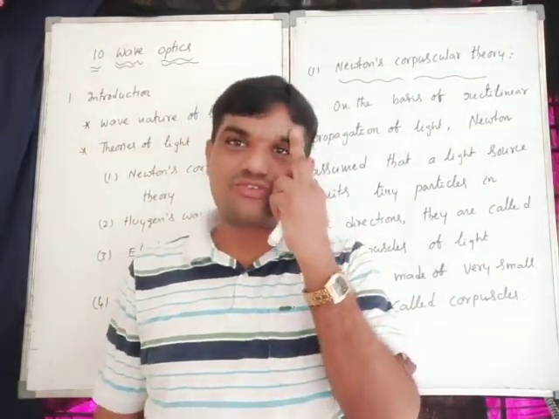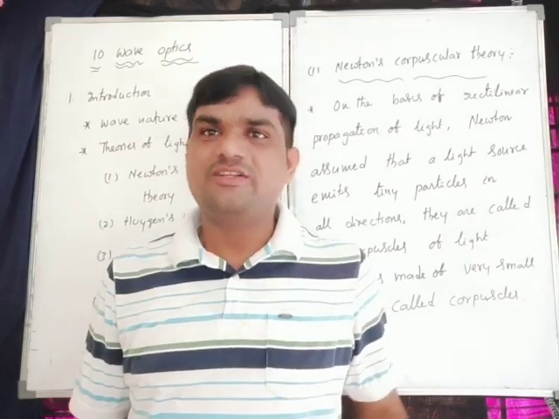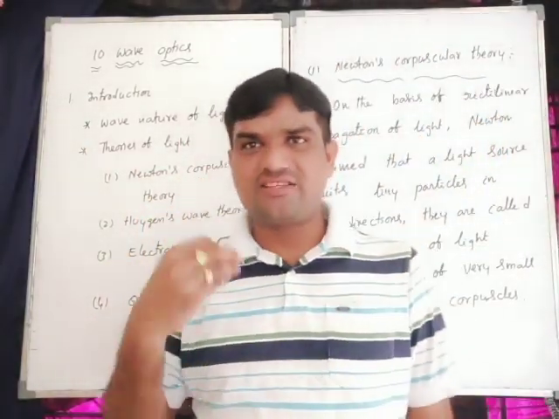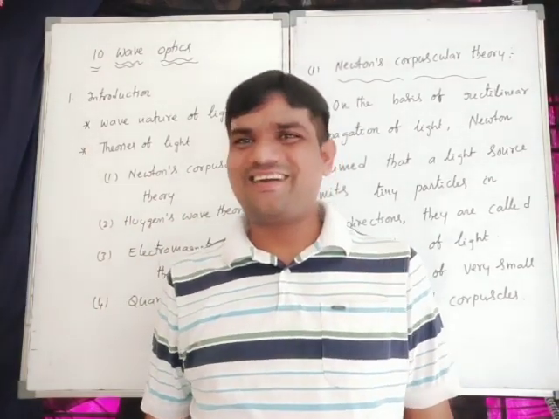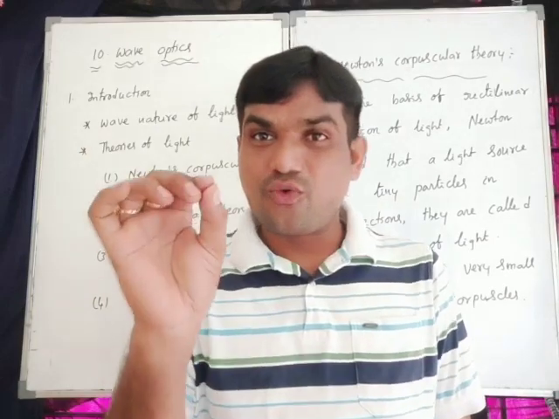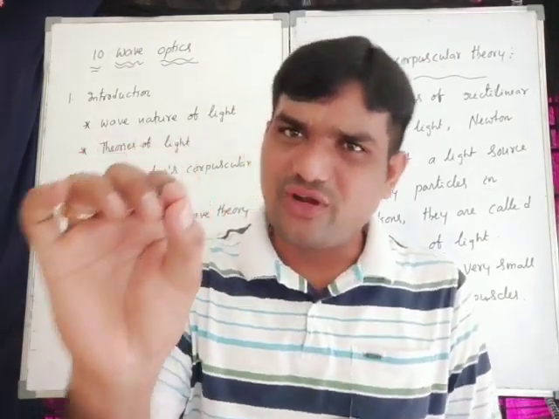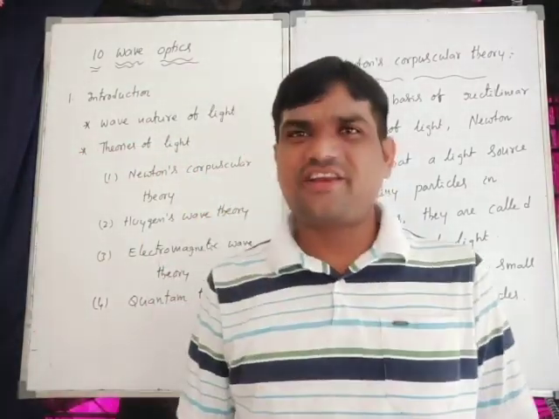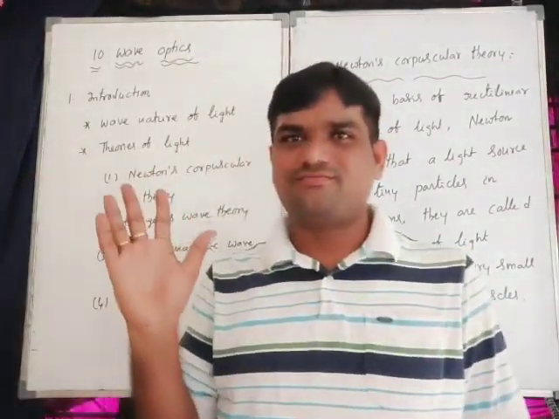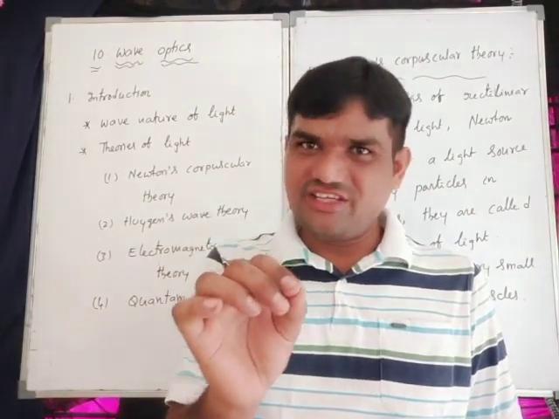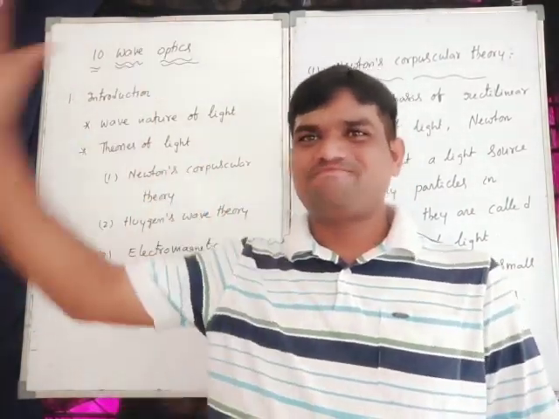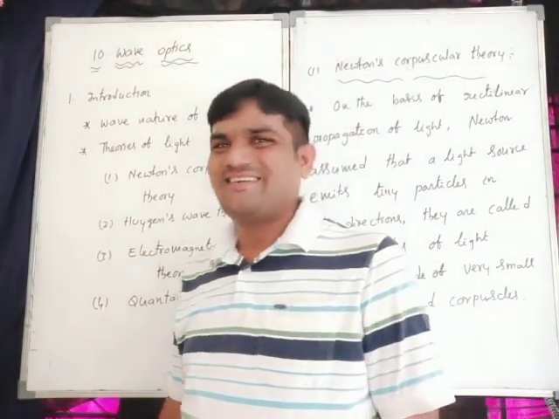For that purpose, so many scientists came into the picture. They gave their evidence as well as their assumption points. So what is the question here? What is the nature of light? That means either particle or wave. Which one is correct? That is our question.